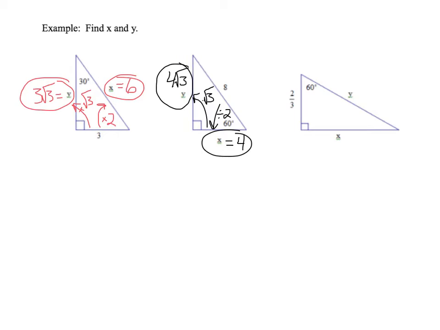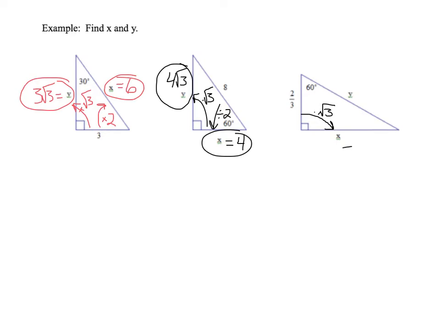Last example here, we're given 2/3, and that's actually across from my 30-degree angle, so that's my short leg, x is my long leg, and y is my hypotenuse. So let's go ahead and find out what my long leg is first. So I know my short leg, which is fantastic. We're going to use that to help me find my long leg. So going from the short leg to the long leg, we are going to multiply, because you're going from a smaller to a larger measurement, by the magic number for the long leg, which is the square root of 3.